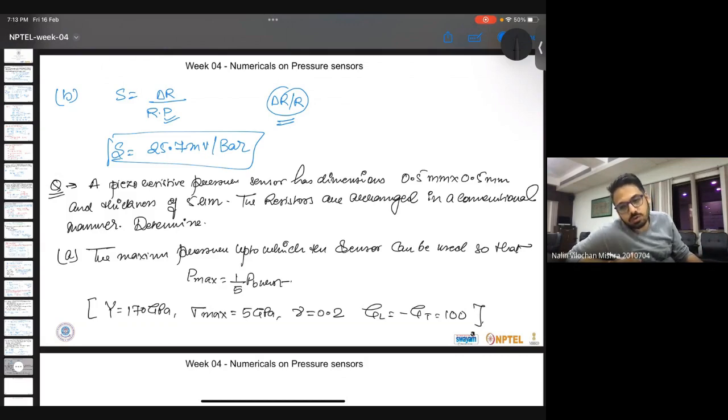Use these values and calculate the maximum pressure up to which the sensor can be used. So what you need to do, you need to calculate the P burst value. P burst can be calculated corresponding to sigma max. Sigma max, you already have the formula, which is P A by H whole square, where you can calculate the value of P burst, then divide it by 5 and you have P max. So please tell me what you are getting numerically.